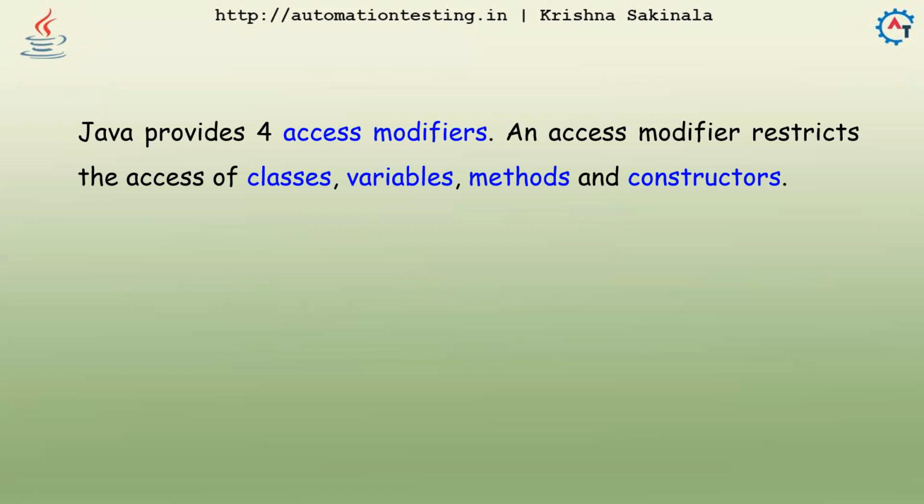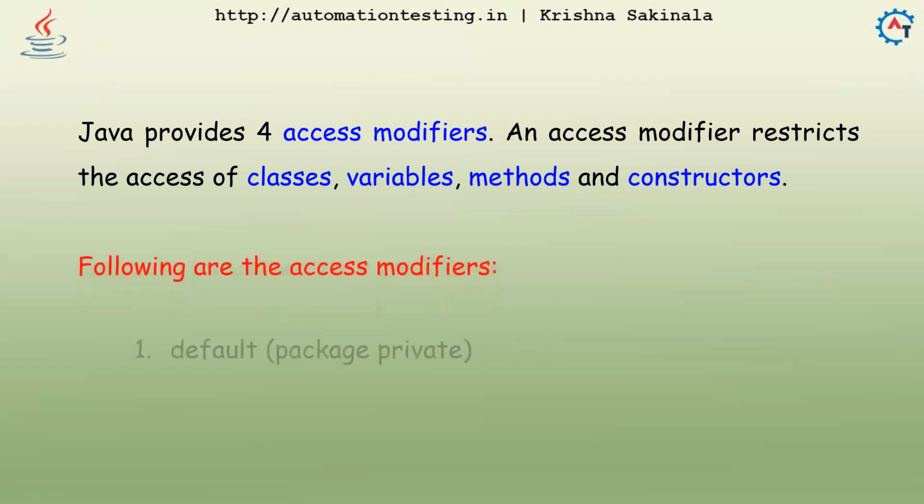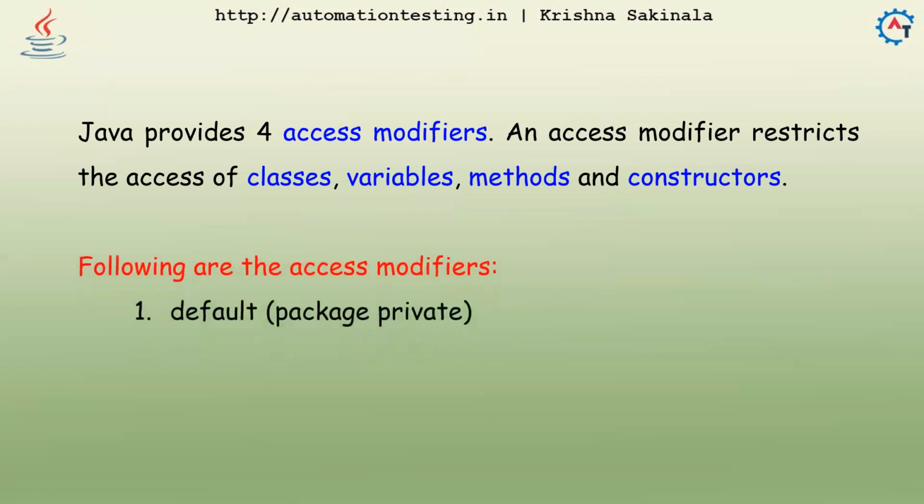Okay, following are the access modifiers in Java. The first one is default, whose other name is package private. This is called package private, otherwise default. Second one, private. Third one, protected. Fourth one, public. We will discuss all of these in detail.